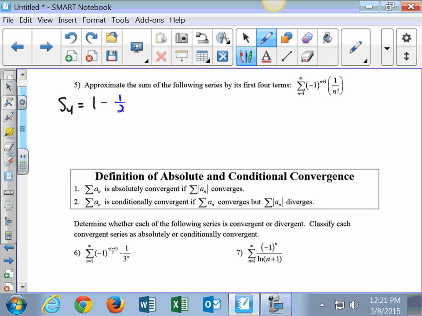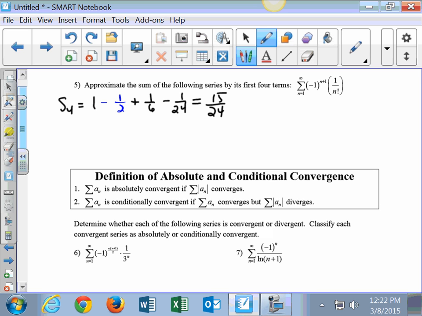I plugged in 1, 2, 3. I would get 3 factorial, which is 6. My exponent of the negative 1 is now positive, so it's positive 1/6. And the next term is negative 1 over 24. So if I were to add those first 4 terms together, I would just get 15 over 24. And that's all this problem is actually asking me to do.